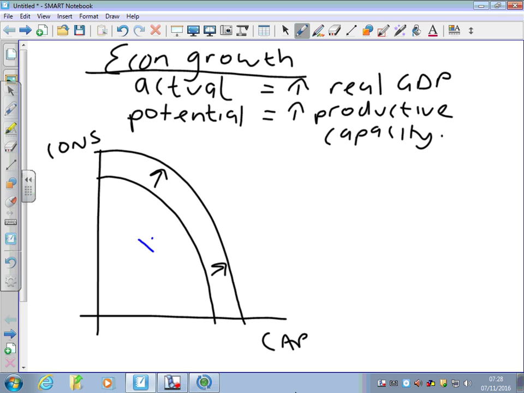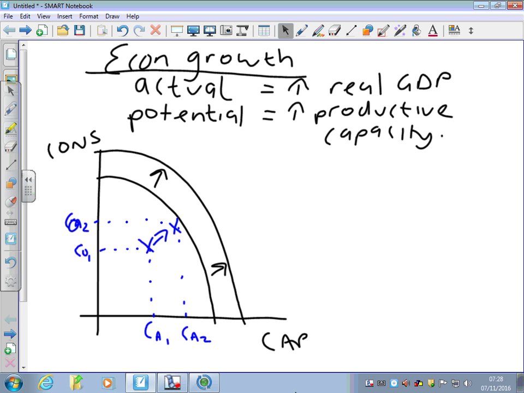Actual could be, imagine you've got an economy that's producing CO1, CA1. It's moving out to CO2, CA2. So all that basically shows is that the economy is using more of its resources to produce a bigger level of output than it was before. So actual is an increase in output. Potential is an increase in the productive capacity. In other words, there's more or better resources available within the economy.